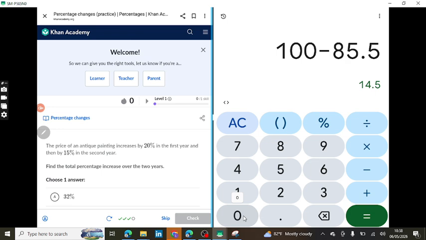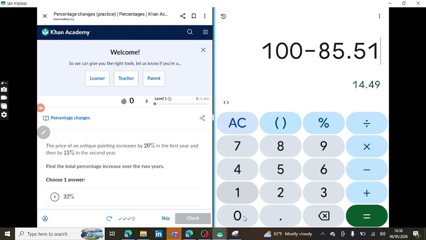Okay, wait, let me type it. 1.2, times. Just know that we are timesing. Minus, so 1.5. The price increased by 20% in the first year, and then by 15%. Oh, like in Nigeria. Times what?